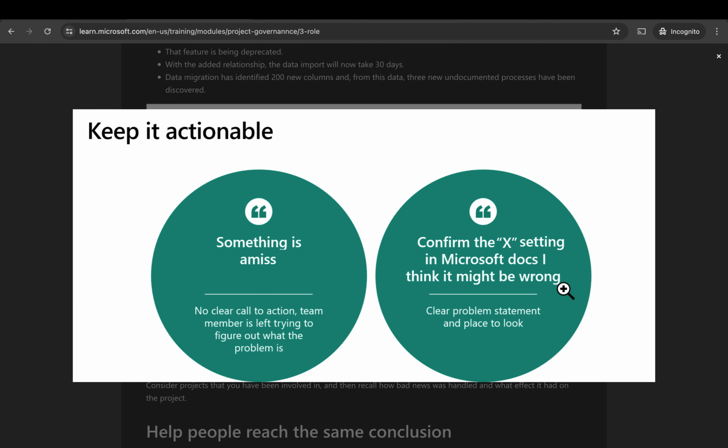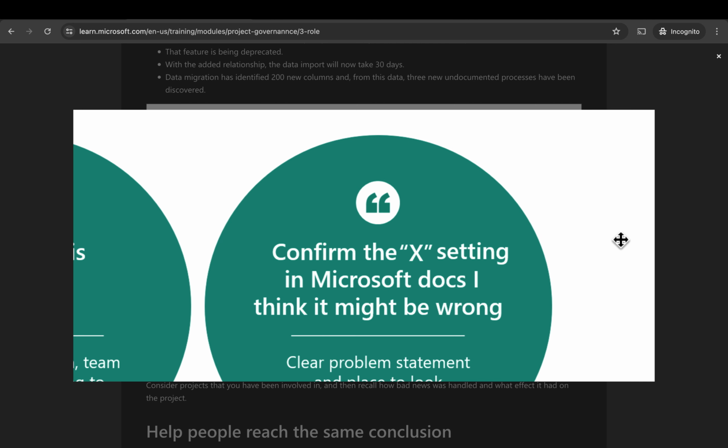Keep it actionable. "Something is amiss." No clear call to action. Team member is left trying to figure out what the problem is. Versus: "Confirming the X setting in Microsoft Docs, I think it might be wrong." Clear problem statement and a place to look.